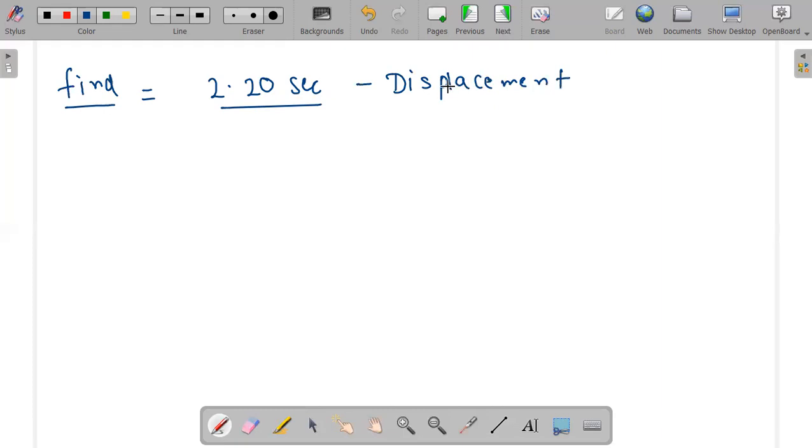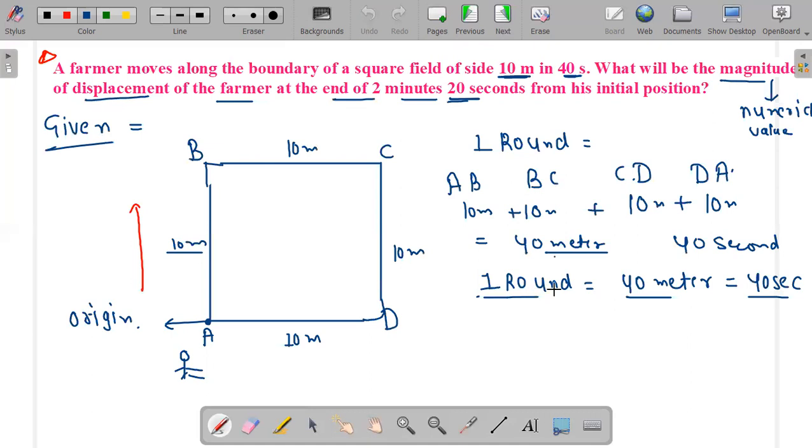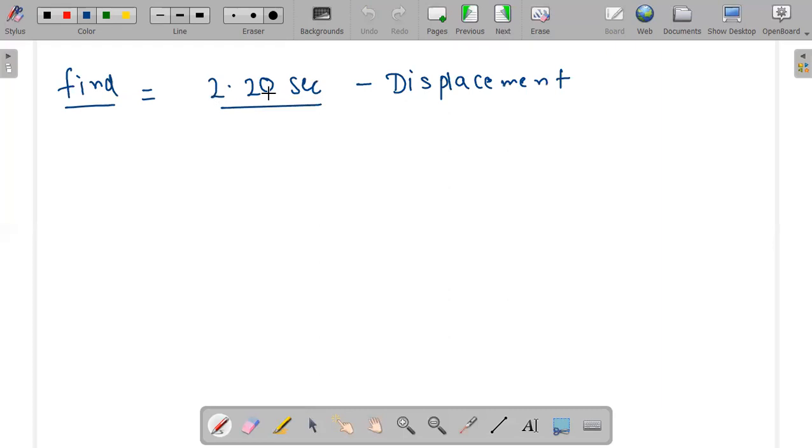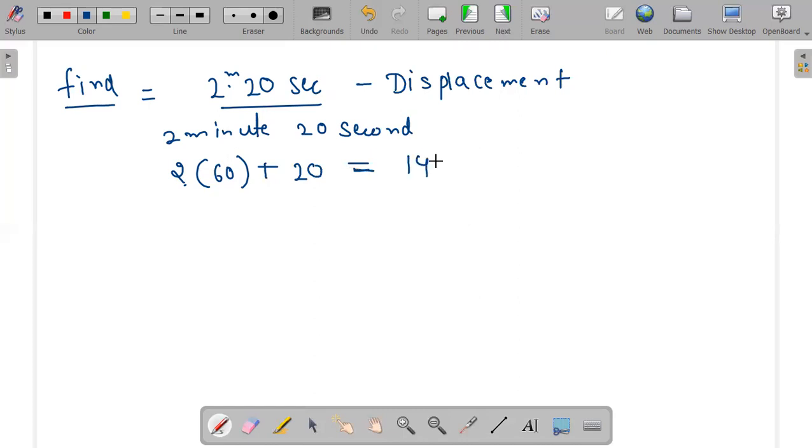So first of all, I'm taking the data that in 40 seconds, it is completing 40 meter. So how many seconds are in 2 minutes and 20 seconds? I have to convert 2 minutes 20 seconds in seconds. So I have to multiply 2 with 60 because in 1 minute there are 60 seconds. So in 2 minutes I have to multiply this 2 with 60 and then I will add 20 because 20 seconds are as such. So it will be 140 seconds.